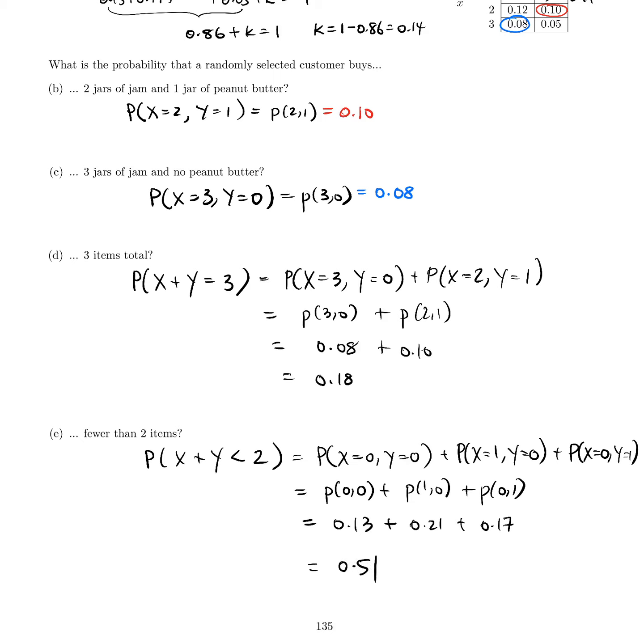In the next video, we'll take a look at how we manage jointly distributed random variables when those variables are continuous.